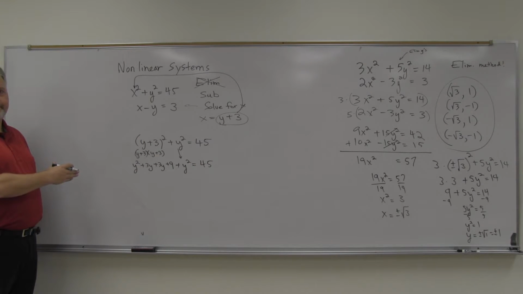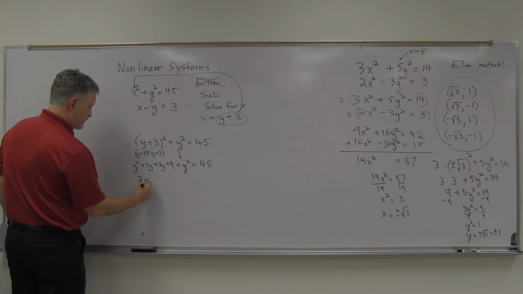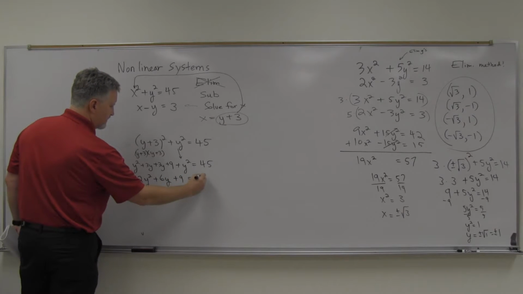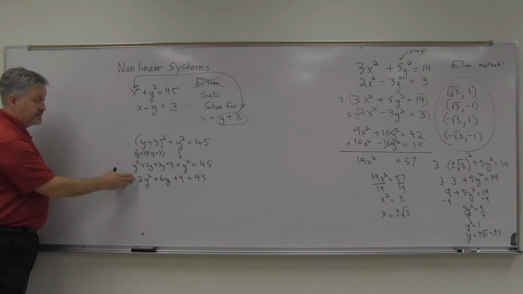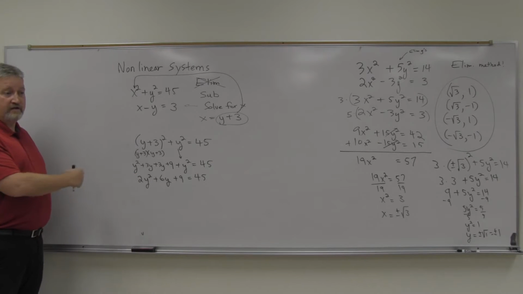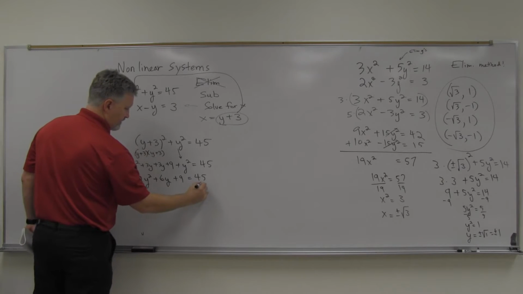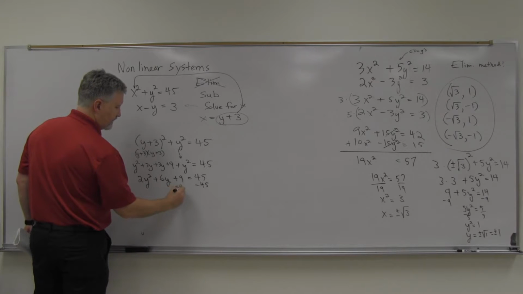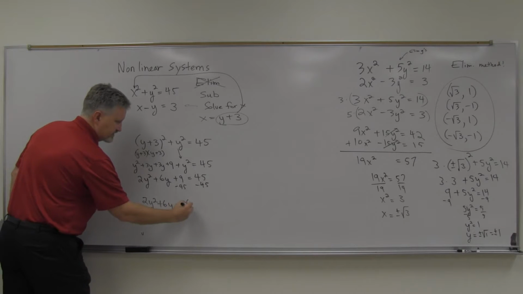Okay? With me there? All right, so what do we got? 2y squared plus 6y plus 9 equals 45. Well, looks like we're in the same boat as a couple of examples ago. I've got a y squared equation like this, so I need to make one side 0 and then figure out from there. So let's subtract the 45. And so we have 2y squared plus 6y minus 36 equals 0.